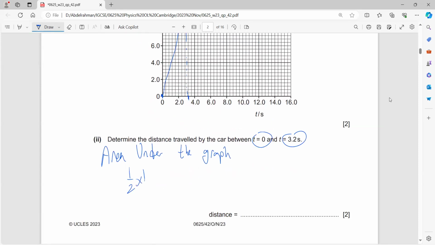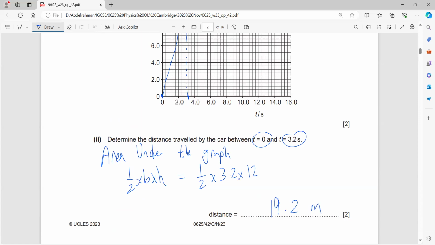Half times base times height, which is half times 3.2 times the height, which is 13. Can someone calculate it for me? 20.8, and the distance is in meters.